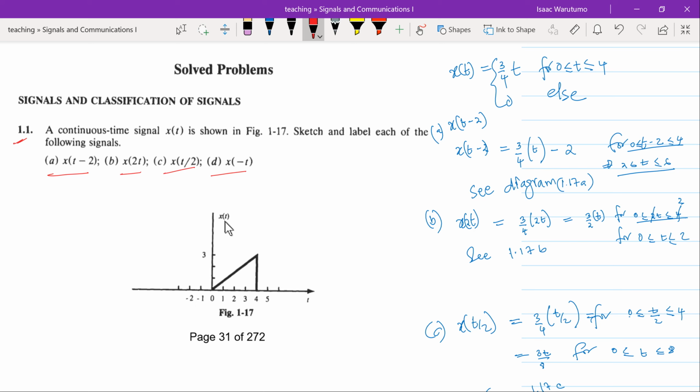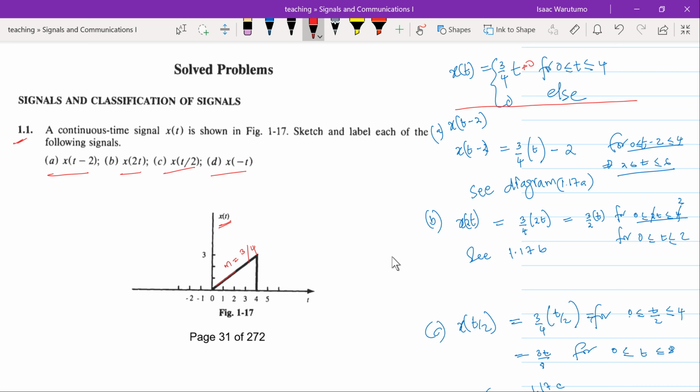The first thing is to identify that this is our function of t, and the best way to do that is to define your x of t in terms of a mathematical equation. How I did it is I figured out that the gradient m of this bit is equivalent to the change in y, which is 3, over the change in x, which is 4. Therefore, that is the gradient, and the y-intercept is 0.